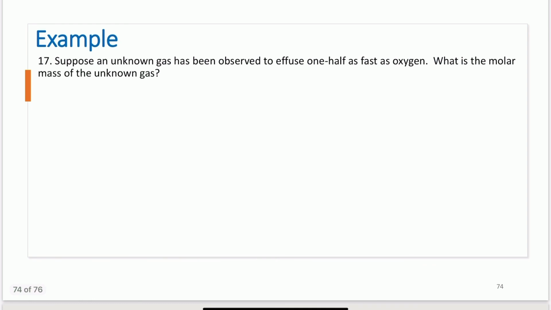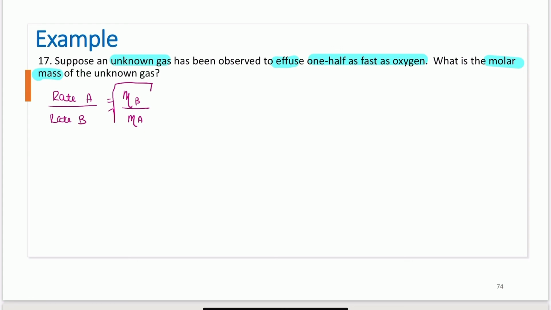Suppose an unknown gas has been observed to effuse 1/2 as fast as oxygen. What is the molar mass of the unknown gas? So we're dealing with diffusion. 1/2 as fast as oxygen, and I want to know molar mass. For diffusion, we're looking at rate of A over rate of B equal to the molar mass of B over molar mass of A, and we take the square root of that.